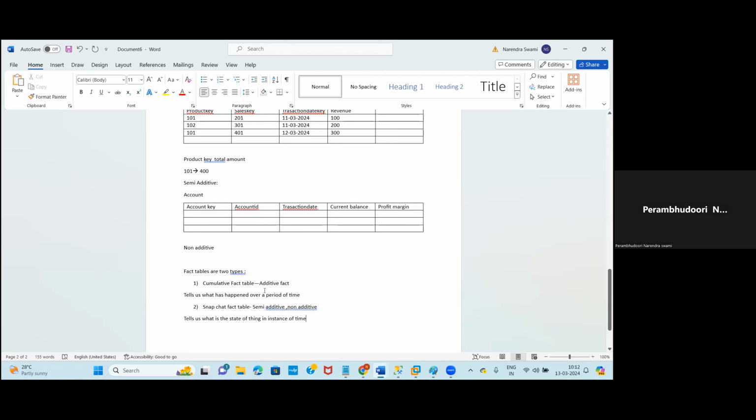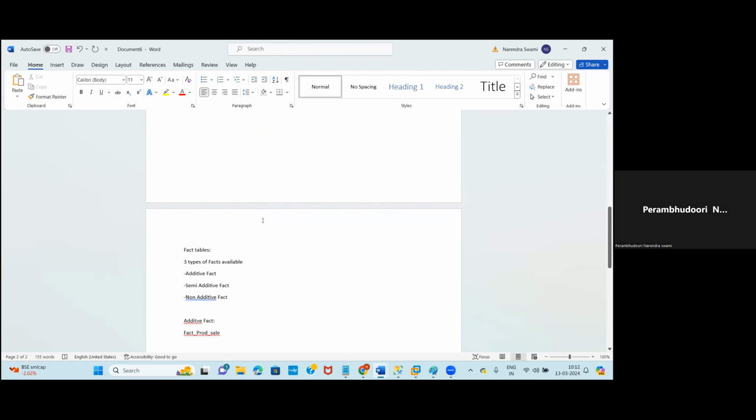If we look at what has happened over a period of time, because of this we are in loss, because of this we are in profit, that is called a cumulative fact table. So these are the two main fact tables available on the fact table side: the cumulative fact table and the snapshot fact table. The cumulative fact table is the example for the additive fact, and the snapshot fact table is for semi-additive and non-additive. Okay. Any questions here? Any questions is fine.